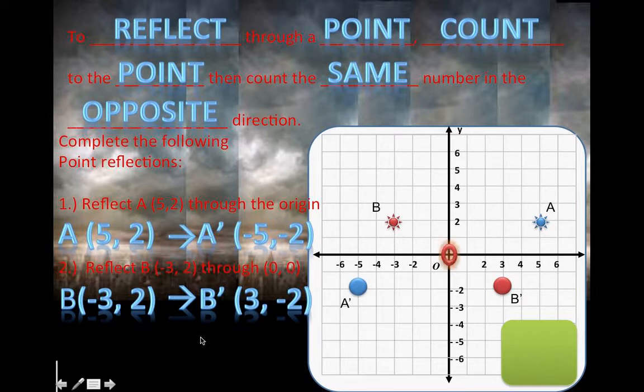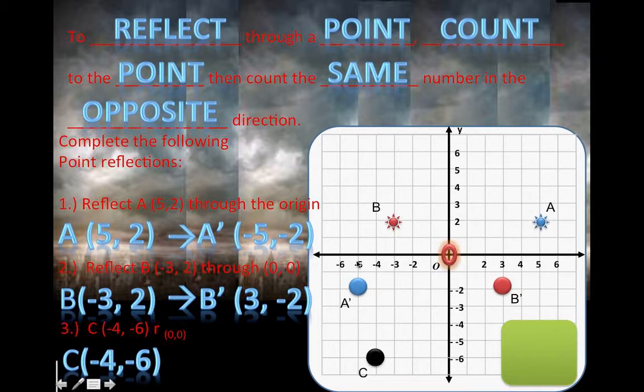The third example is going to take the point C, negative 4, negative 6, and it's going to do this. Now, if you recall from the last couple of videos, this lowercase r means reflection, and then this is telling us what we're reflecting through. So we're reflecting through 0, 0, which is the origin. So we're going to start by graphing negative 4, negative 6. Put a point there. And I haven't been saying it, but make sure that you're labeling your A prime, B prime, C, and when we do it in just a second, C prime.